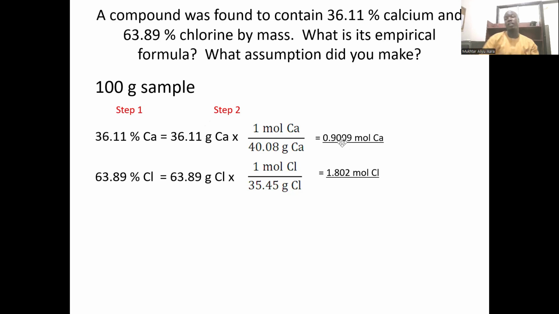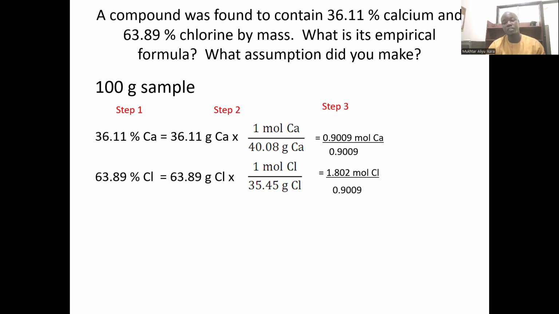So if you have something like this, then you are going to take the smallest mole and divide both moles, that is for the calcium and the chlorine. So you take the lowest mole and you divide through all the elements that are present in the compound. So in step 3, we have 0.900 mole, you divide it by the same number, then we have 1.802 mole of chlorine, and you divide by 0.900 mole.